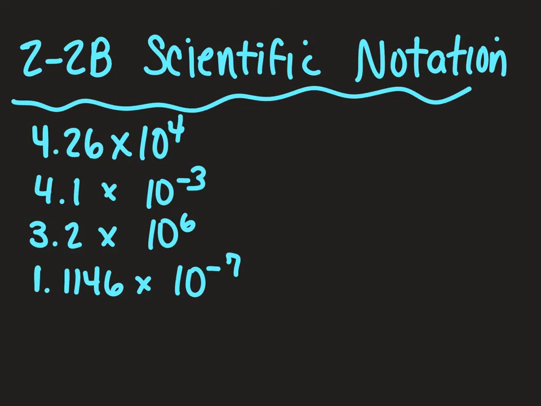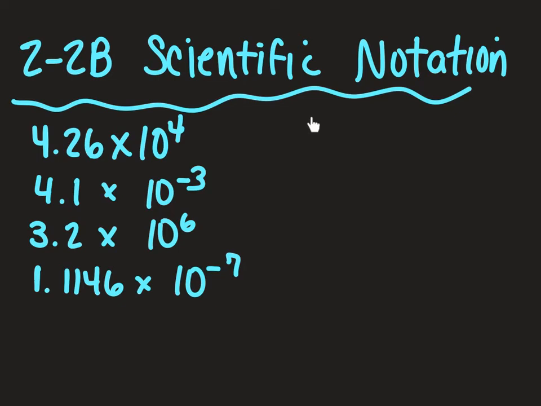Today's video is Chapter 2, Lesson 2B, Scientific Notation. Scientific notation is going to have a decimal number times 10 to the something exponent. The exponents could be positive, the exponents could be negative. Notice over here there can only be one number in front of the decimal. You can have as many numbers behind the decimal as you want, but you can only have one number in front of the decimal.